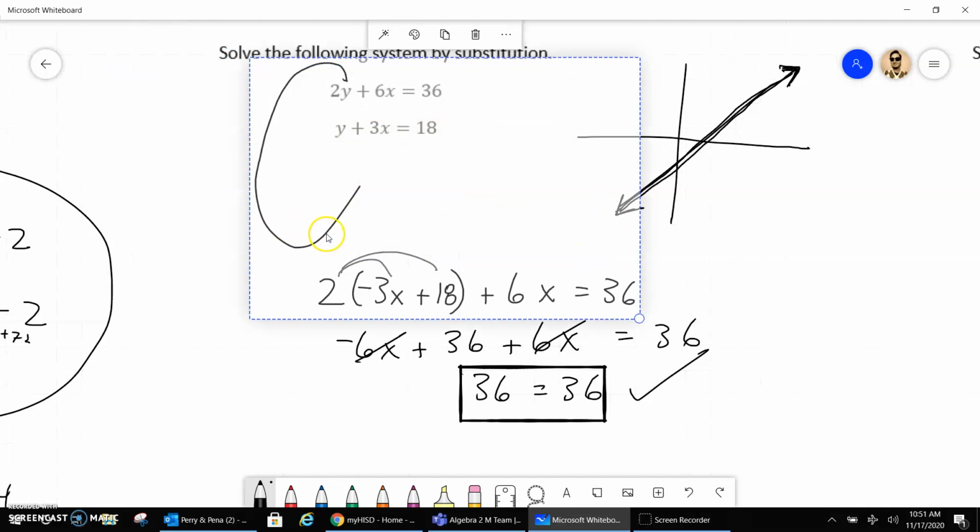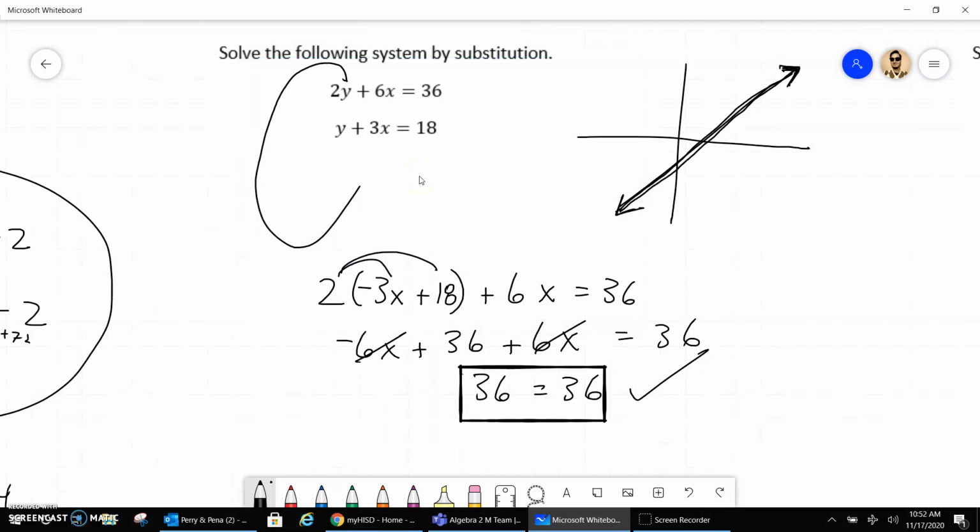And if you go back and look at those two equations, it turns out that if you were to divide that first equation by 2, or multiply that second equation by 2, you would get the other equation. Okay, so they're in fact the same thing. They're in fact the same equation. So this is an example of what we call, when we get a true statement down here, infinitely many solutions.